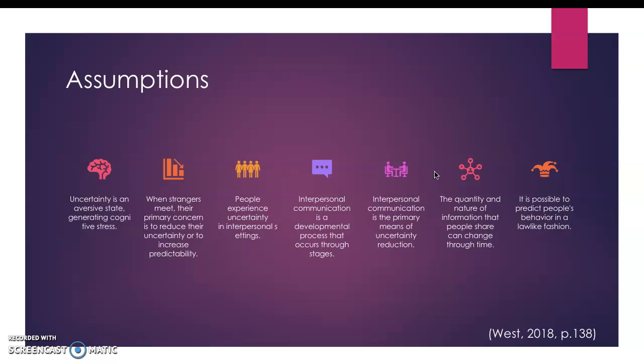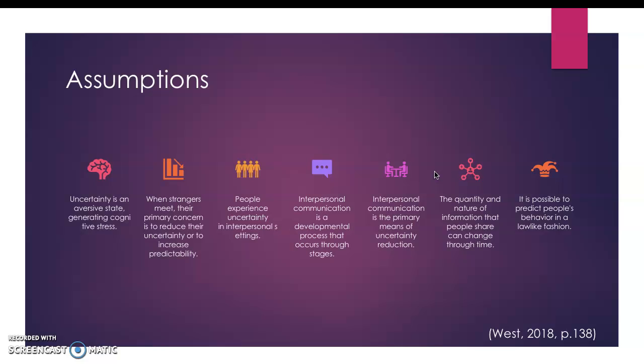Then the 7 assumptions of the theory are going to be uncertainty is an aversive state generating cognitive stress. So obviously initial encounters are going to be a little bit more stressful than ones that you've had with somebody you've known for a long time. And when strangers meet, their primary concern is to reduce their uncertainty or to increase predictability. So people are going to follow those social norms and rules to try and make the opposite person as comfortable as possible. And people experience uncertainty in interpersonal settings.